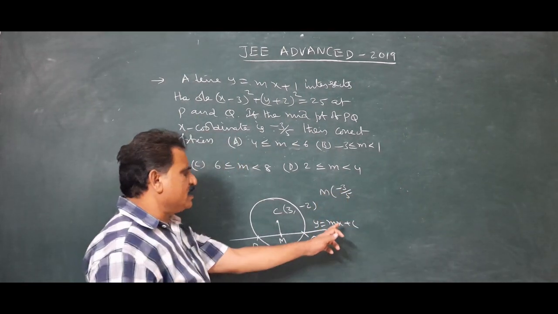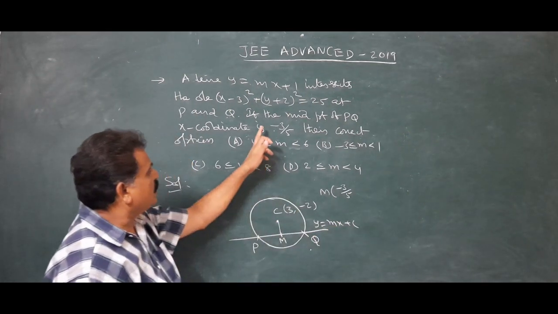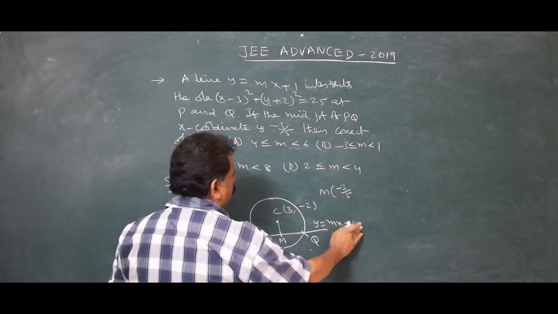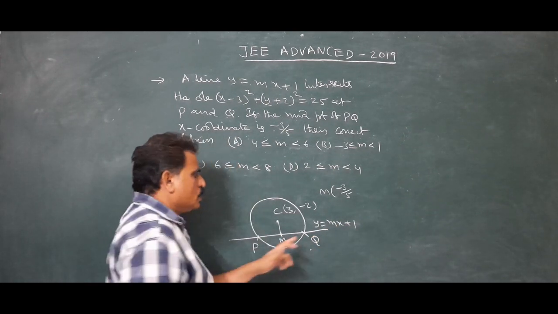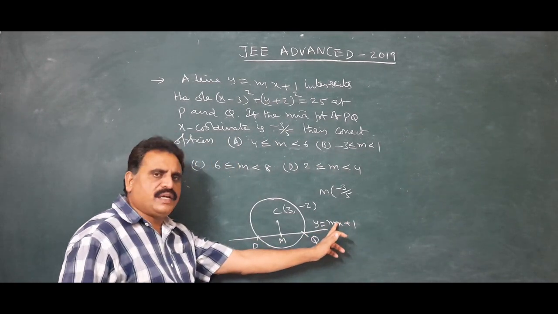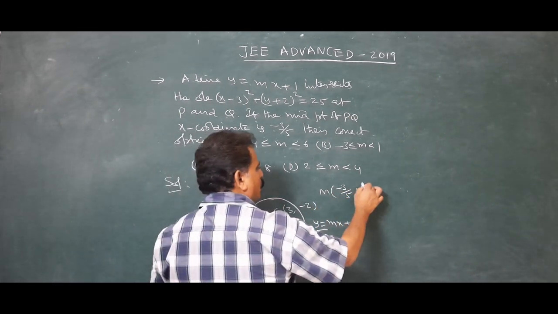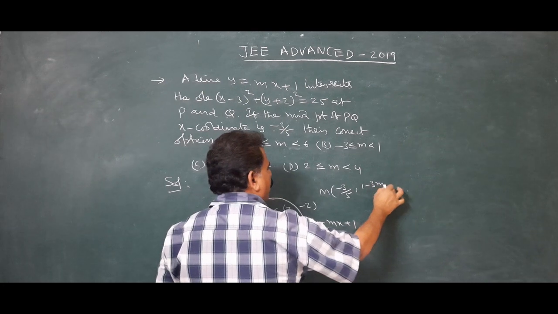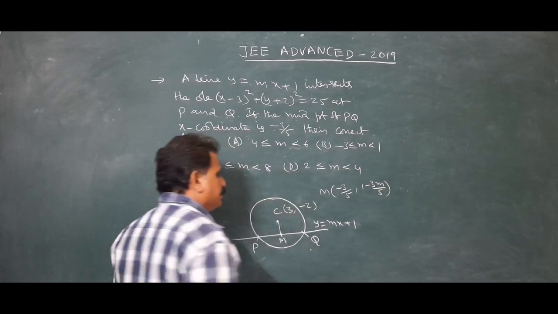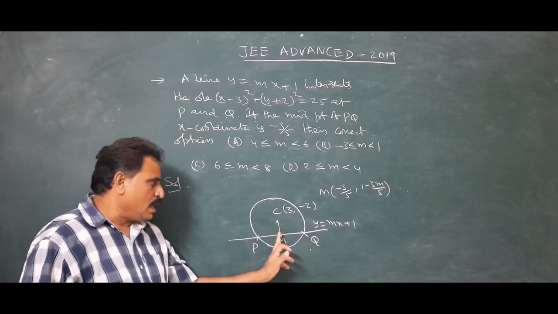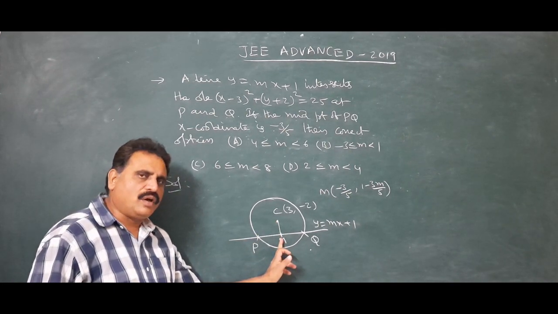If you substitute minus 3 by 5, the line y equal to mx plus 1, so x equal to minus 3 by 5, so y equal to 1 minus 3m by 5. That is the y coordinate. So, you know C, the center, and M, the midpoint of PQ, in terms of m.